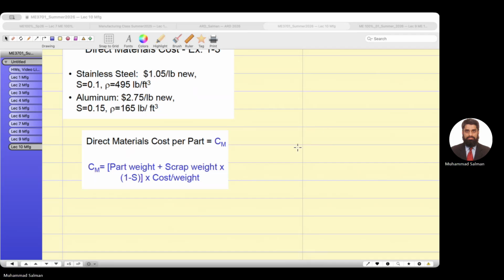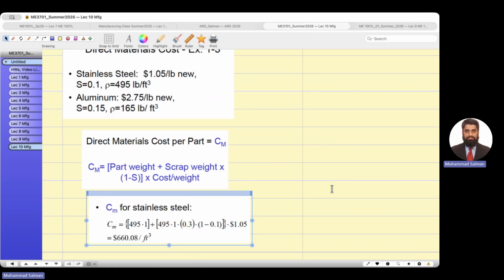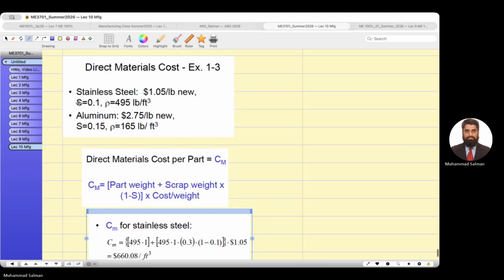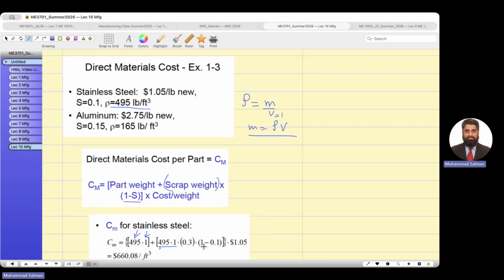Okay. The direct material cost for steel. If you understand it for steel, you can easily calculate it, because you know the part weight and the density is given, and the volume is assumed to be 1. Density equals mass per unit volume. Suppose volume equals 1, so mass equals density times volume, and this is density times scrap weight times 1 minus 0.1 plus 0.3, scrap rate 30%.